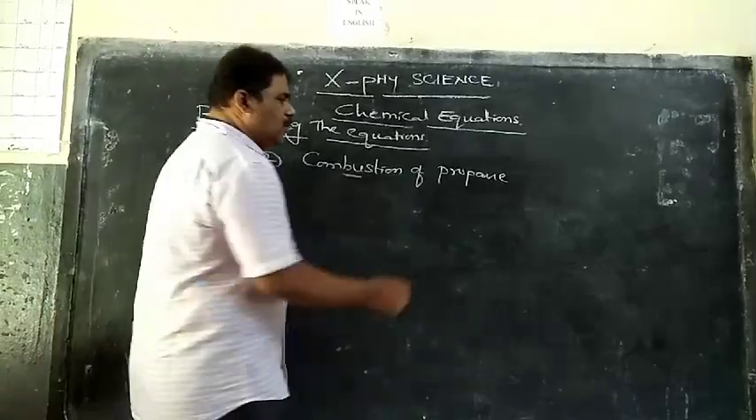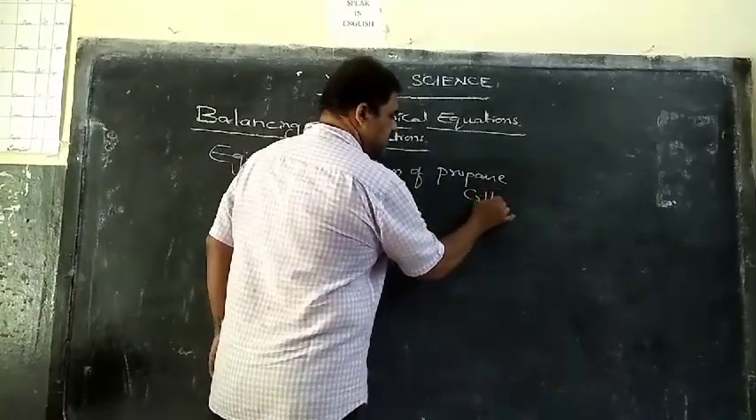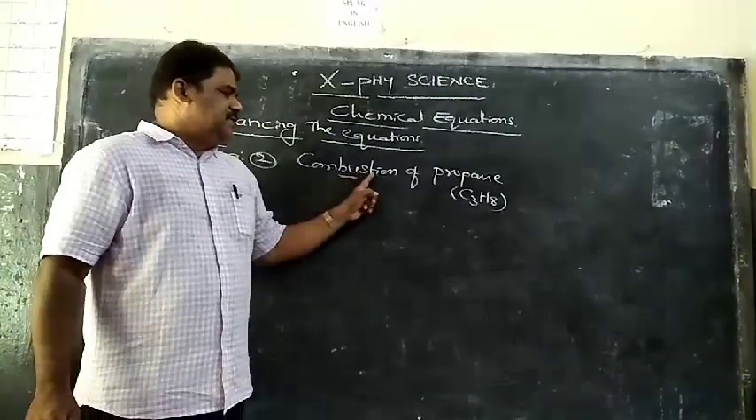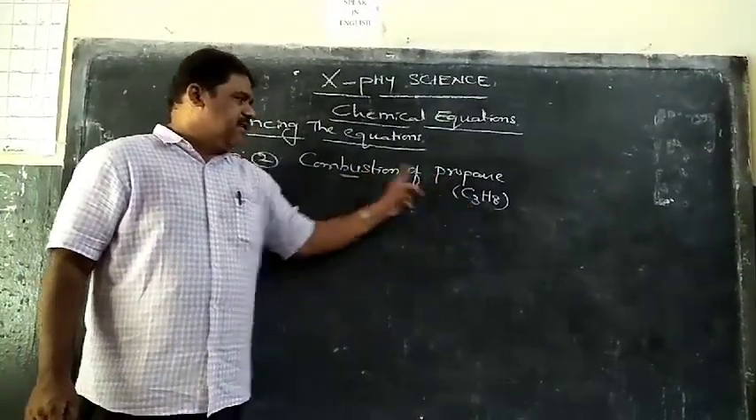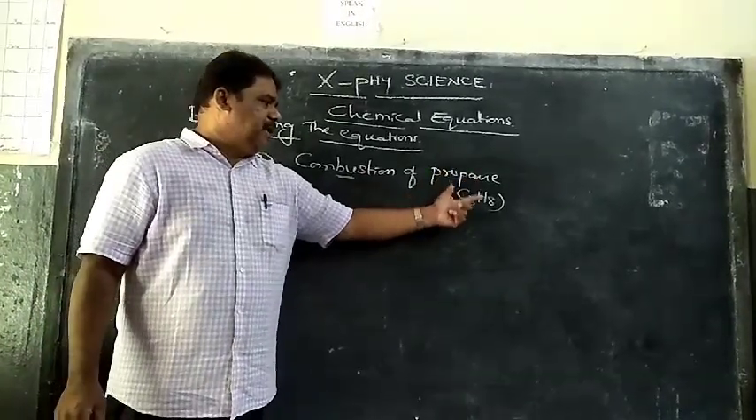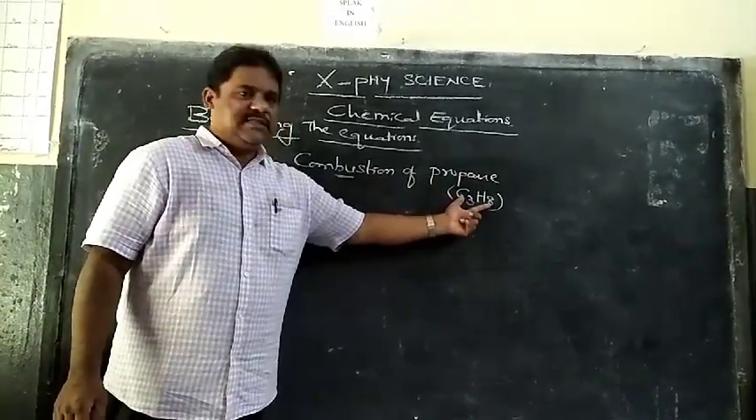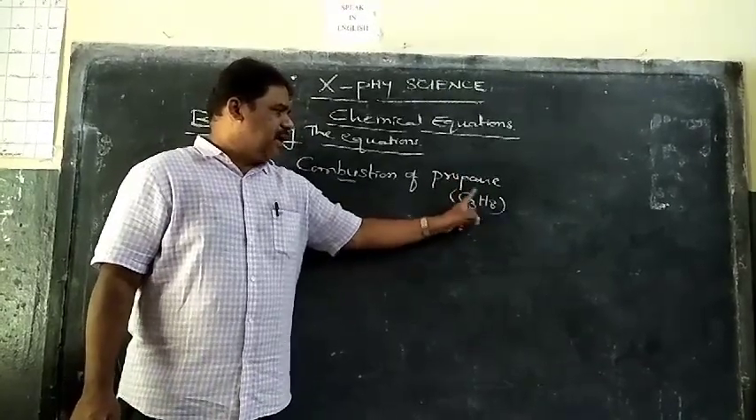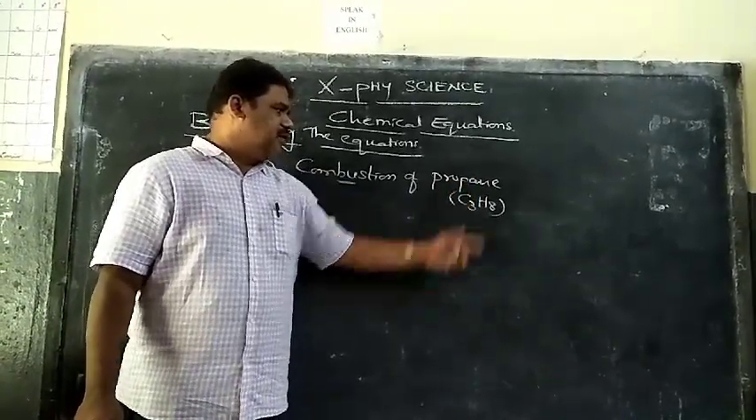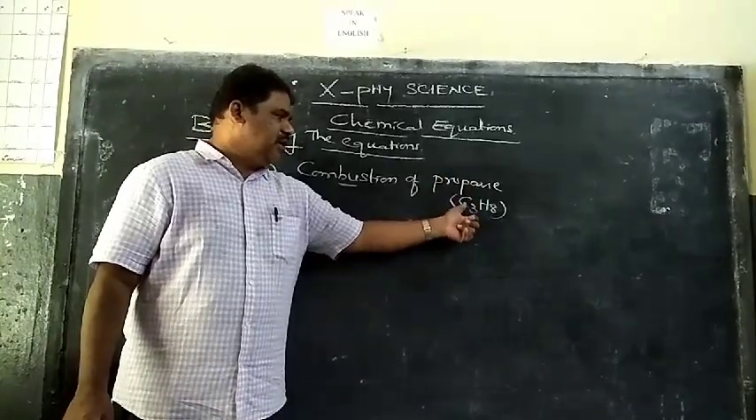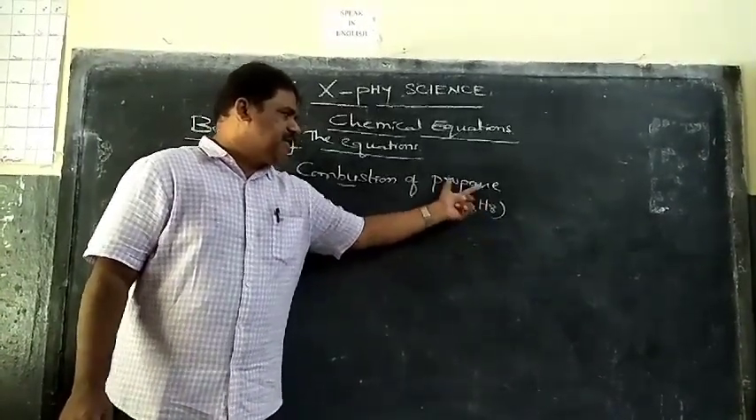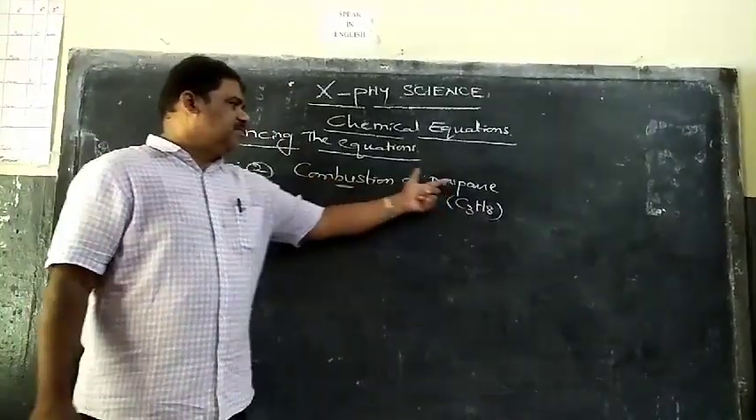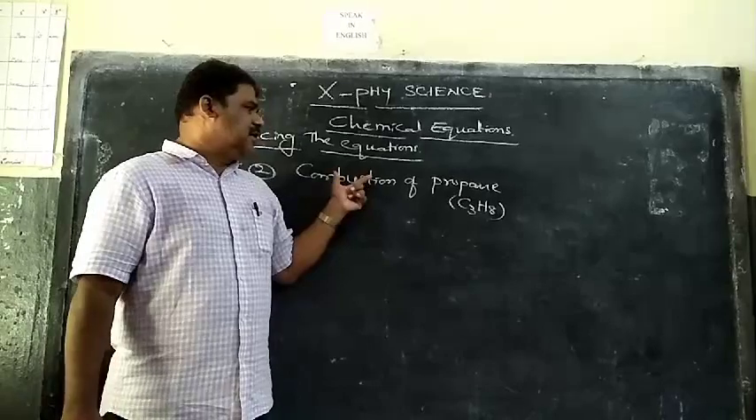So propane chemical formula is C3H8. Propane is a hydrocarbon whose formula is C3H8. Hydrocarbon means the compound which contains only carbon and hydrogen. So propane contains only carbon and hydrogen. So it is a hydrocarbon. Combustion of propane means propane when burns in oxygen.